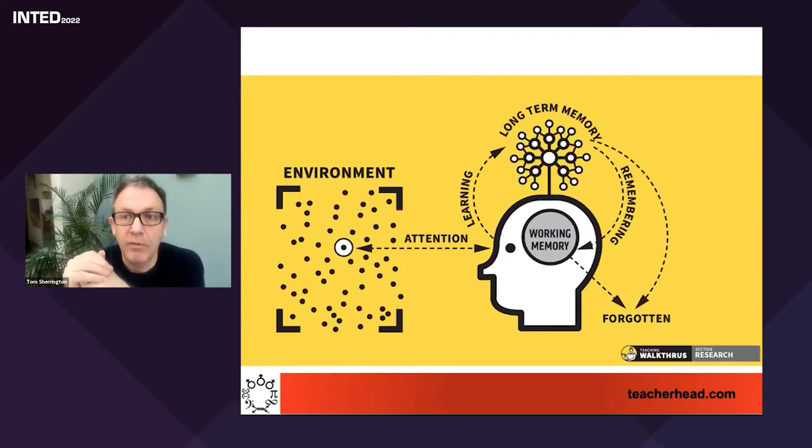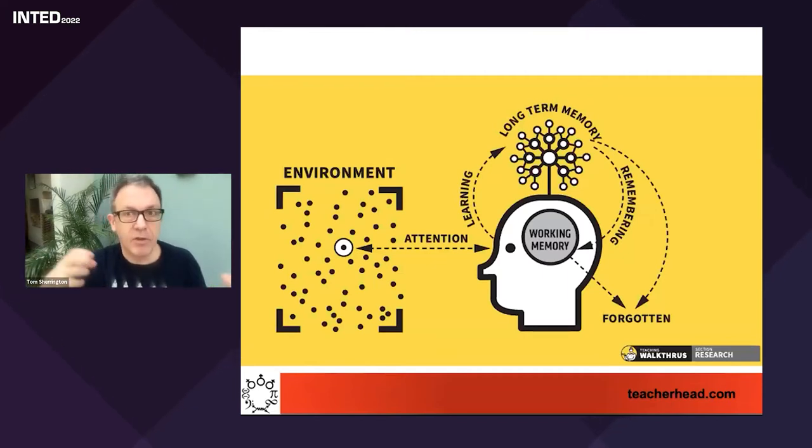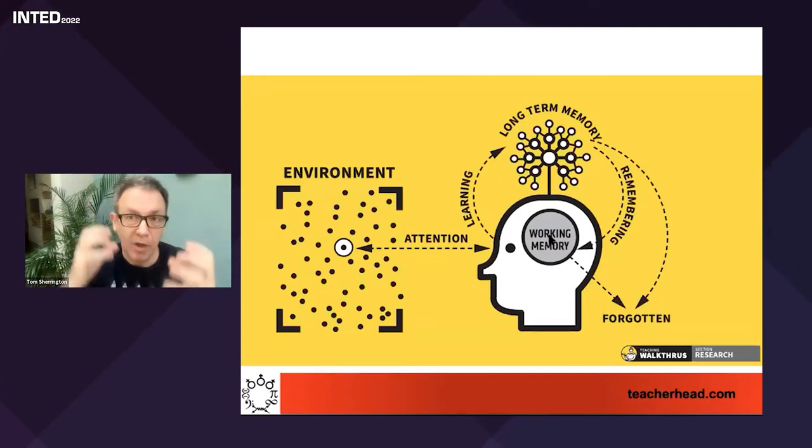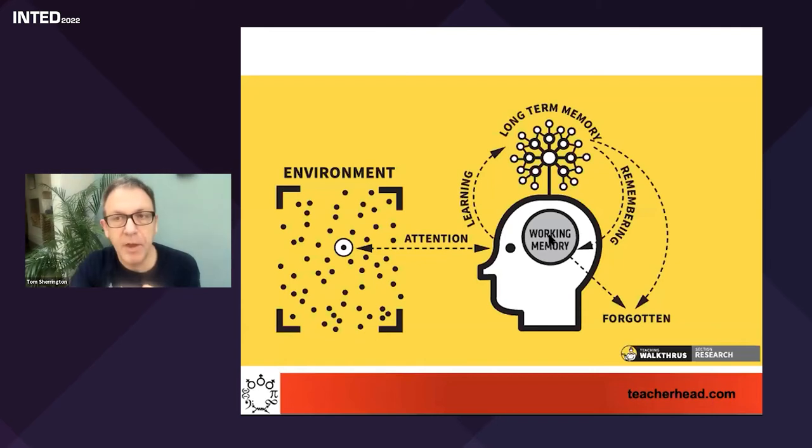So you need to involve all your students thinking about the material in hand. So you need to have questioning techniques and checking for understanding techniques, which make them focus their attention and tell you whether they are or not. You have to attend to the finite working memory problem. So there's only so many things students can process at any one time.